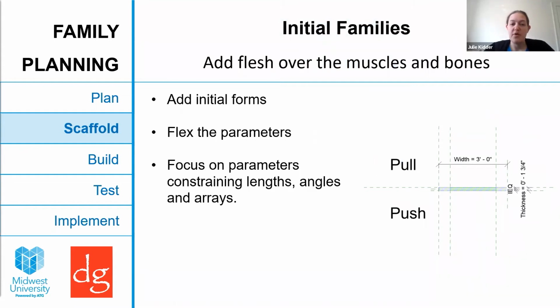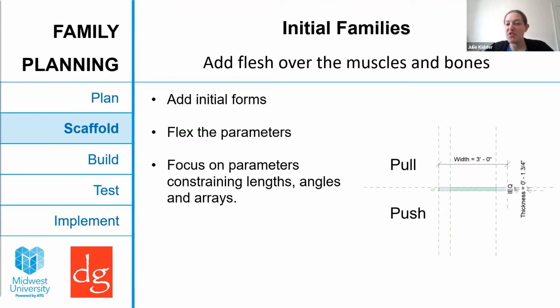Now that we have those initial bones, we need to add some flesh. In that case, those are items like extrusions and sweeps, blends, what you need to make your family look correct. So for the door, that was a panel. In this one, shown here, is the more complex door leaf that also had an inset panel. So adding those forms, making sure they're in the right subcategories, and flex.